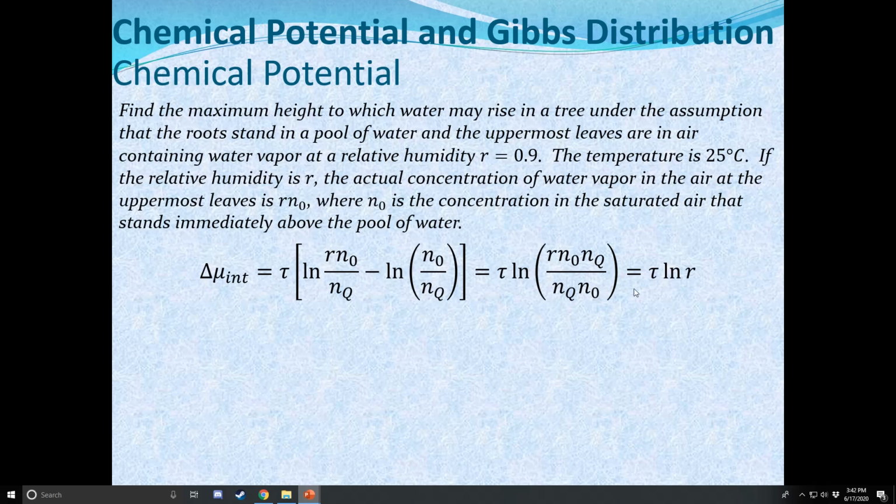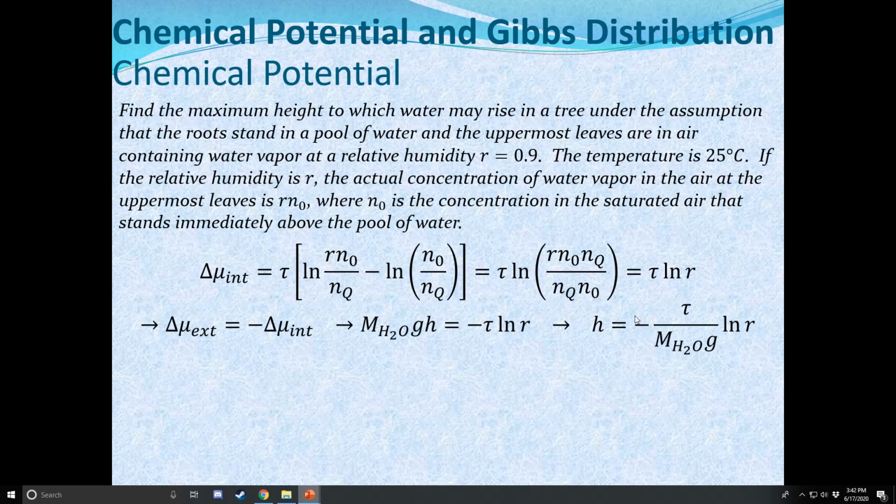And then I can combine these, and you can already see that a lot of these drop out, and it ends up simplifying as just tau ln of r. The external is going to be equal to the negative of this, and we already know that the external is going to be the gravitational potential because we have the water being raised to some height. So solving for h, we end up getting this.